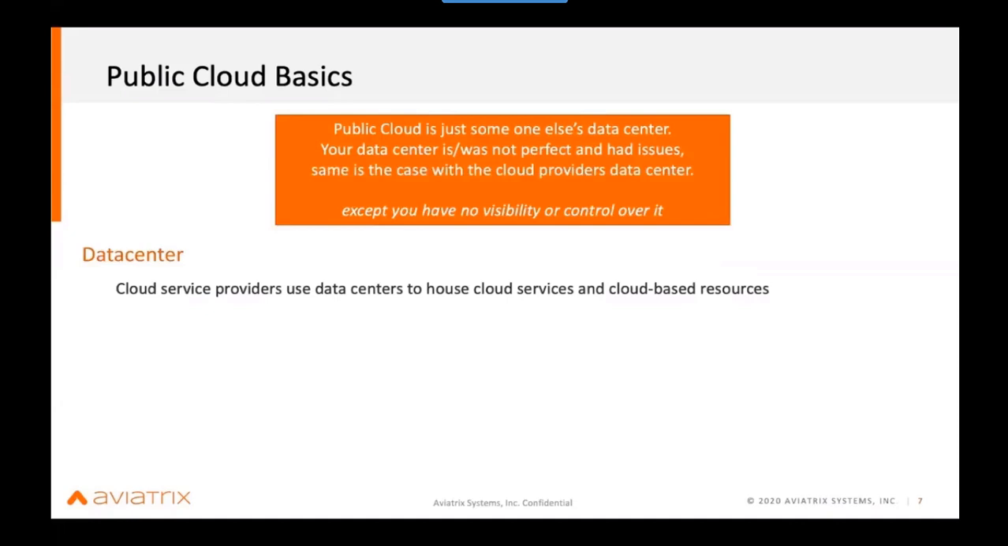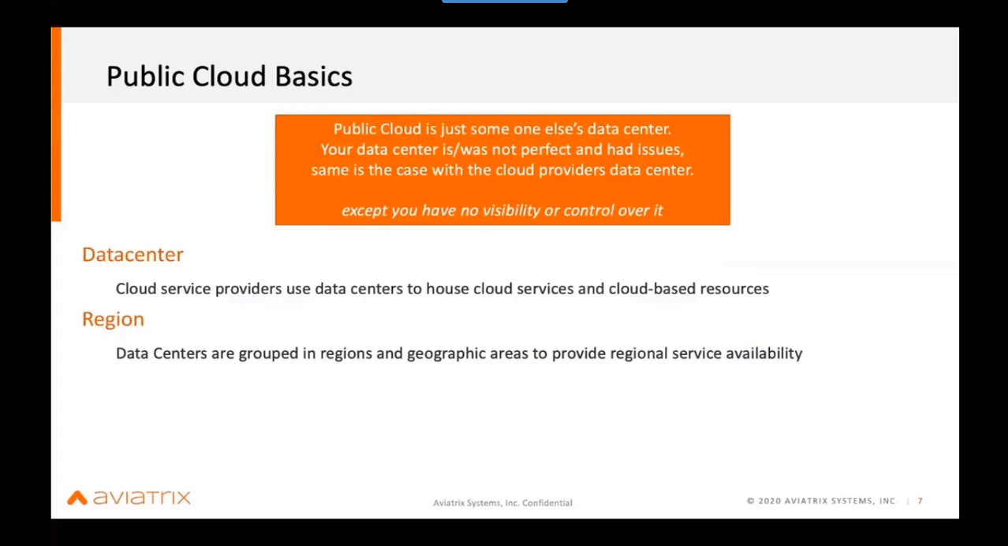It's your data center or it's a cloud provider's data center. It's basically the same thing. The cloud provider's data center, they've automated most of the things, hence the time to deploy is much faster. You'll hear the concept of region. So these data centers from cloud providers are clustered in different regions.